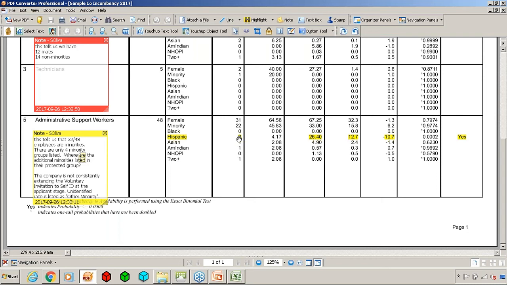But you notice that they have 22 minorities, so why aren't they listed in these particular categories? The reason is that this company is not consistently extending the voluntary invitation to self-ID at the applicant stage. And so a lot of their applicants are unidentified in their race, gender, vet, or disability status. In this case, you might say, well, we have this same outcome because a lot of our applicants just don't self-ID race or gender. That is true.